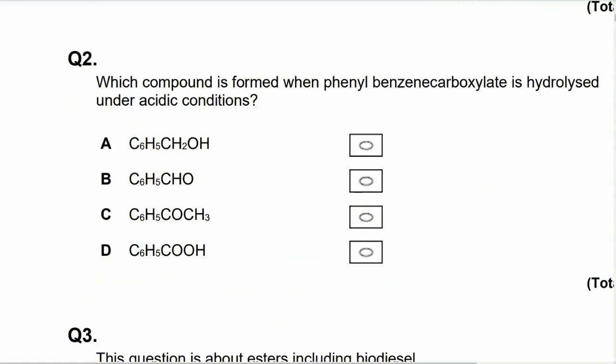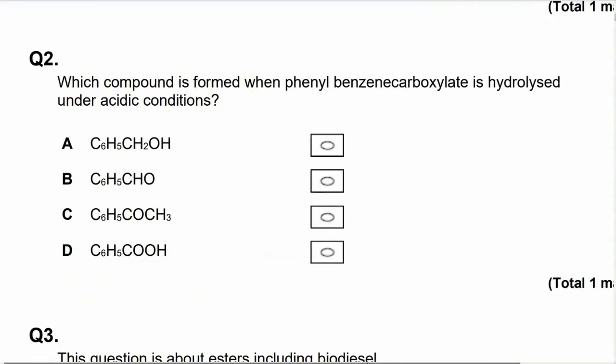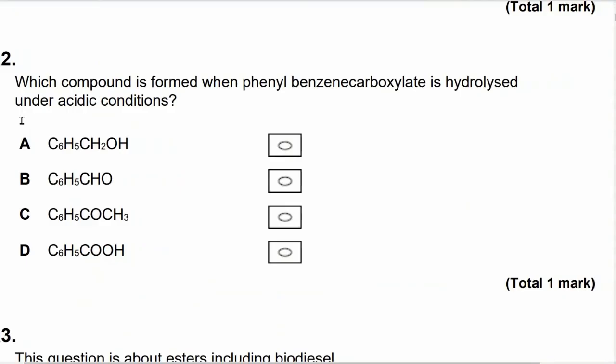Okay, question 2. Which compound is formed when phenylbenzene carboxylate is hydrolyzed under acidic conditions? So we've got four answers here, A, B, C, and D. Let's go ahead and draw out phenylbenzene carboxylate so we can work out what the product of its hydrolysis is. So what the hell is phenylbenzene carboxylate?